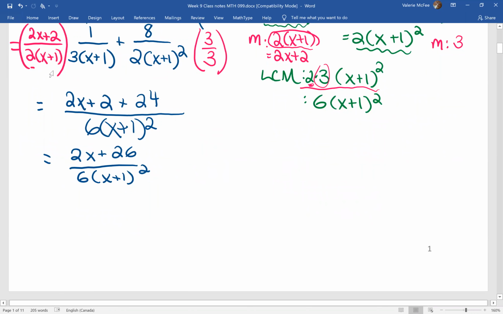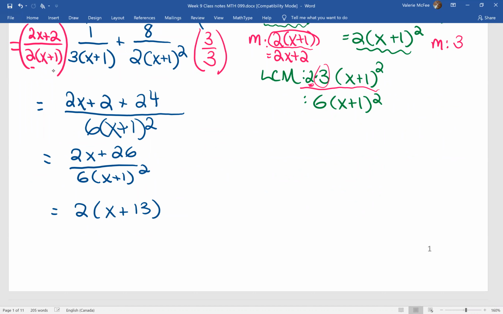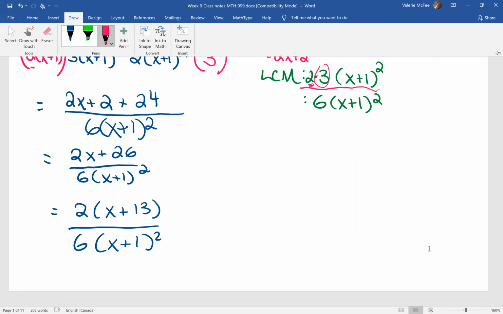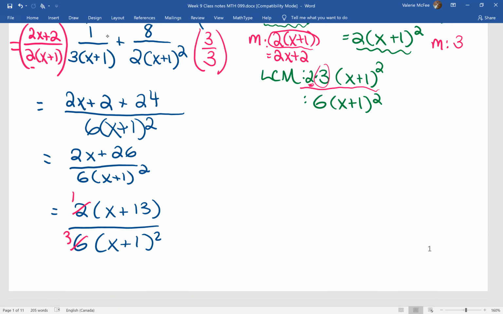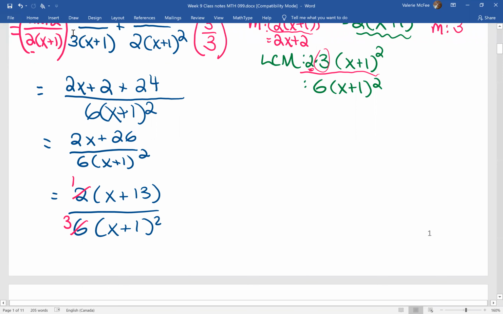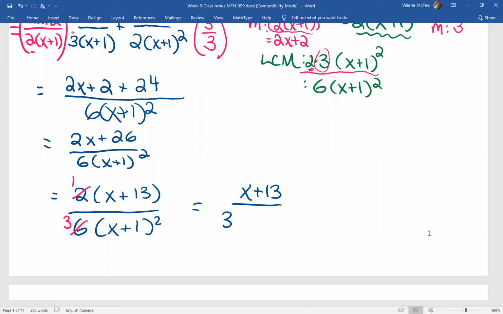Now, remember, we're asking for factored form. I see that there's a common factor in the numerator. When I take out that common factor of 2, I see that there's a common factor that can be divided out. So we're left with x plus 13 all over 3 times x plus 1 squared.